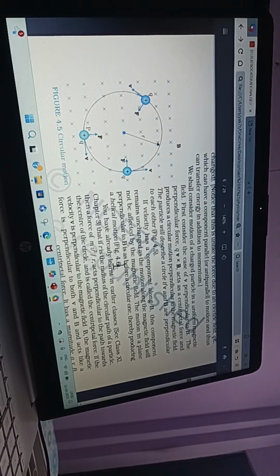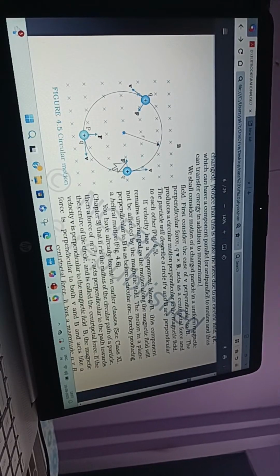Now you tell me, what did I say? Yes, sir. The charge q, which is a positive charge, when it enters a magnetic field and moves with a velocity v, experiences a centripetal force, which keeps it in a circular path, which is perpendicular to the v. See, it is perpendicular to the v. Yes, sir.